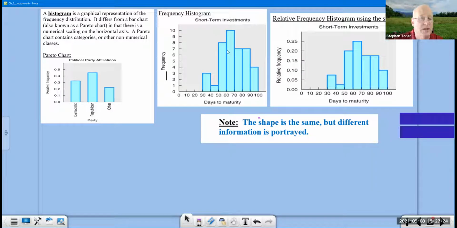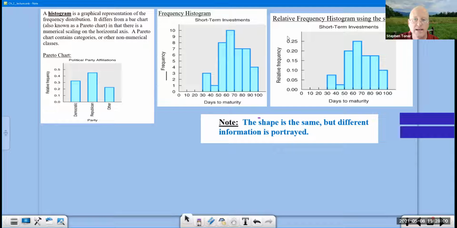On the left, we can see physically between the 60 and 70 and that tallest bar, 10 of the short-term investments fell into that category. We actually have counts. And reading back from this diagram, you can see how many data values were represented. We have 3 plus 1 plus 8 plus 10 plus 7 plus 7 plus 4. You could add those together and know how many investments were analyzed in making that graph.